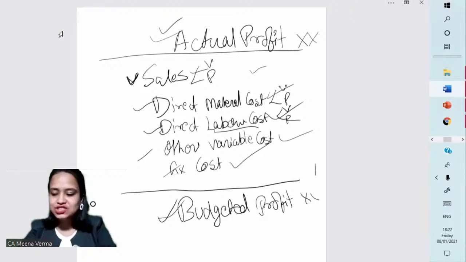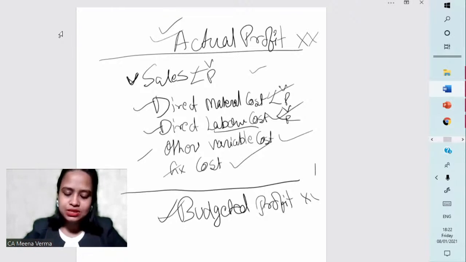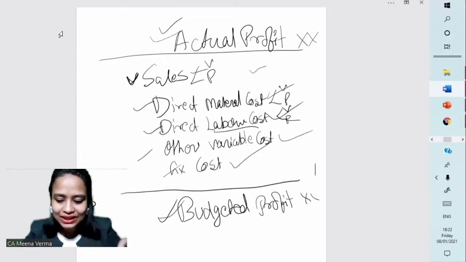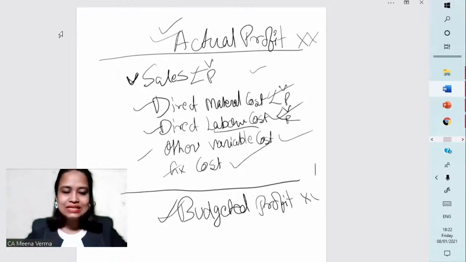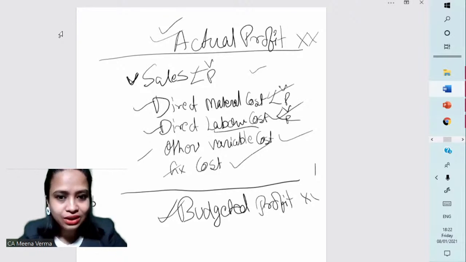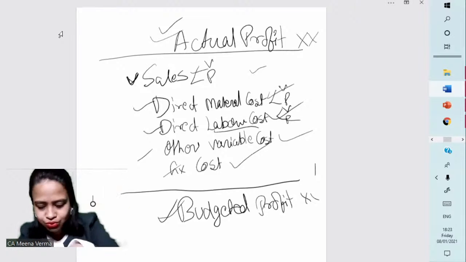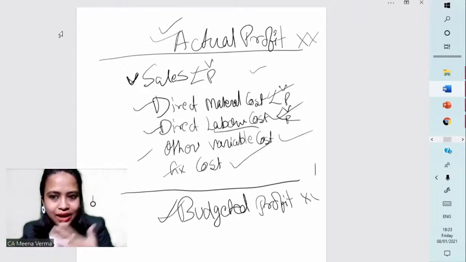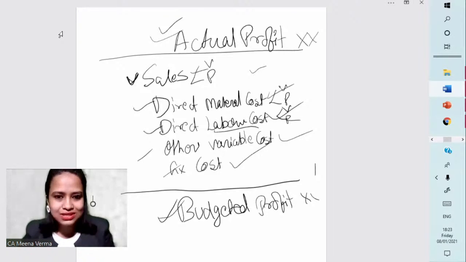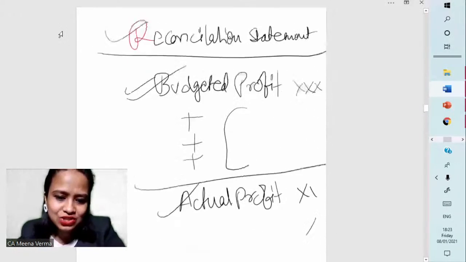Okay, why are we preparing this reconciliation statement? We will use this in the next session. This will help us in further investigation, finding the reason why my actual profit is less than my budgeted profit. I can find the reason after finding these variances, the reasons because of which there is a difference, and I can do further analysis. Why is this happening? It might be possible that in the answer you have to write all these things. So this way you can prepare a reconciliation statement. It's very easy to prepare one.